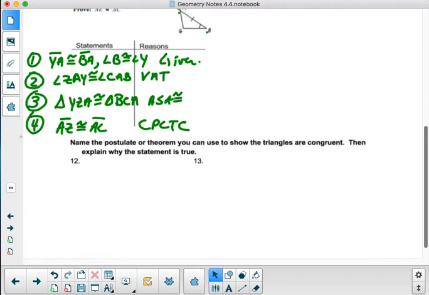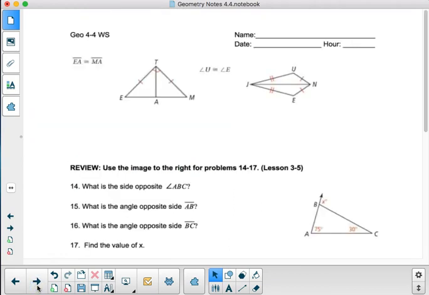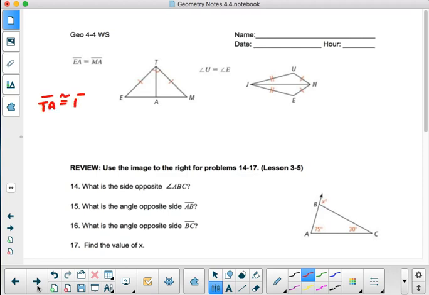In 12, name the postulate or theorem you can use to show the triangles are congruent, then explain why the statement is true. Postulate or theorem? Well, here's the deal. I know they want me to prove that EA and MA are congruent. Okay, so I'm going to step through this, and I know TA is congruent to itself because of reflexive.